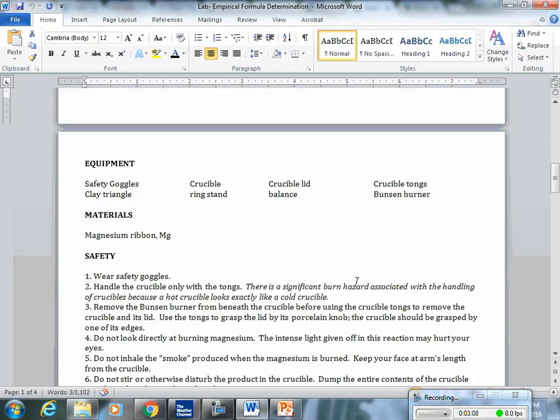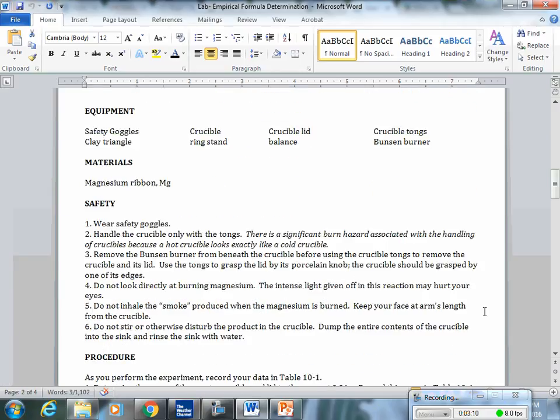During this experiment, we're going to be using the whole clay triangle, crucible, ring stand setup that we have been using. Now remember that we need to wear safety goggles anytime we are heating anything in the lab. Handle the crucible only with tongs. A hot crucible and a cool crucible look identical. Do not look directly into the burning magnesium.